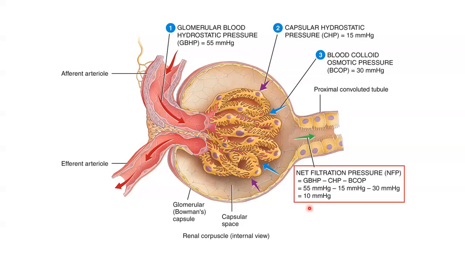So we then sum these three pressures to determine our net filtration pressure. We take the pressure that promotes filtration and subtract the two that oppose filtration. If we sum all of those values, we typically get a value of 10 millimeters of mercury. This is a positive number, so it means that filtration will occur. If this number was negative, or if it was 0, it would mean that there's a stronger pressure to draw water and solutes back into the glomerulus rather than filter substances out of it.